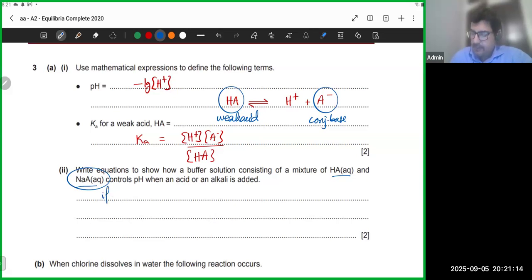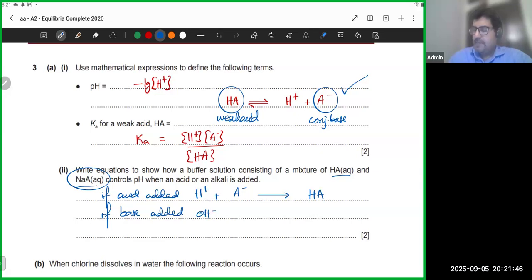So if acid is added, who's going to accept the H+? You just added H+, who's going to accept it? It's the conjugate base that is going to grab it. It's easy to tell because it's got a negative ion. So the negative ion is the one that's actually going to accept the H+ and form HA.